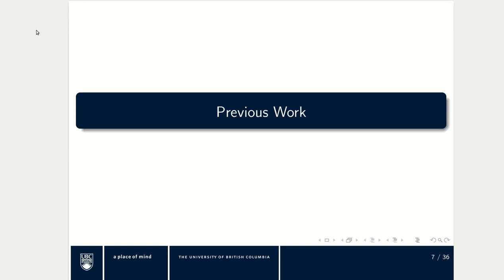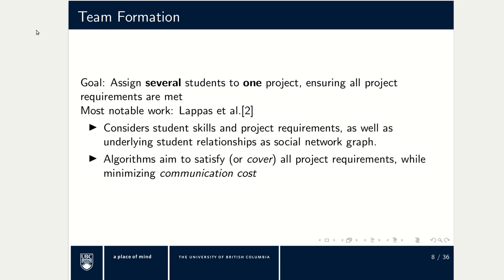So I'm going to step back for a moment and talk very briefly about the areas that we're going to be employing here. The first one is team formation. The goal of team formation is to assign several students to one project. I'm going to use our nomenclature here and ensure that all project requirements are met. In particular, from team formation, we look at a paper by Lappas et al. called Finding a Team of Experts in a Social Network. That is the most relevant to us.